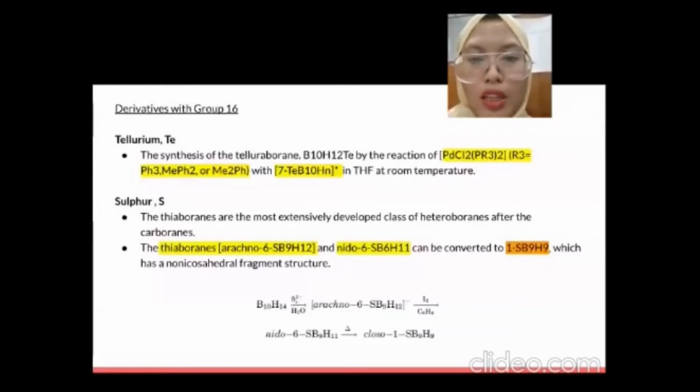For sulfur, the thiaboranes are the most intensely developed class of heteroborane after the carboranes. The thiaboranes of Arachno 6-SB9H12 and Nido SB9H11 can be converted into 1-SB9H9, which has a non-icosahedral fragment structure.